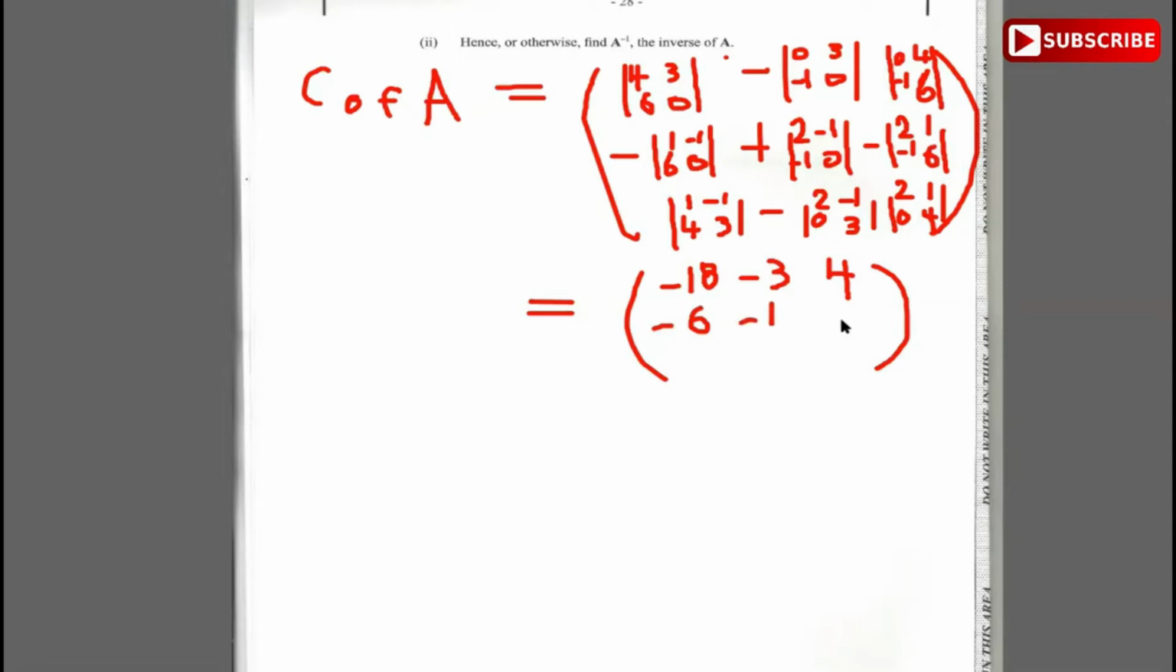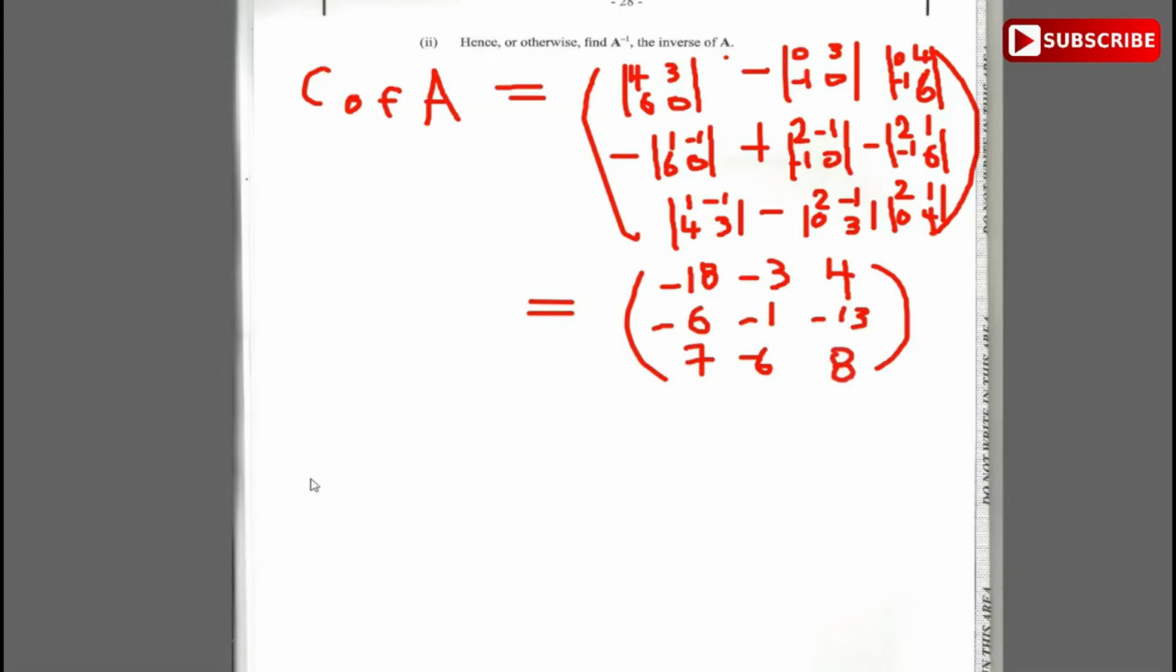So that's -13. And then here we have 3 minus 4. 3 minus 4 is positive 7. Then we have 6 minus 0. That's now -6. Then we have 8 minus 0. That's positive 8. So that's the cofactor of A.